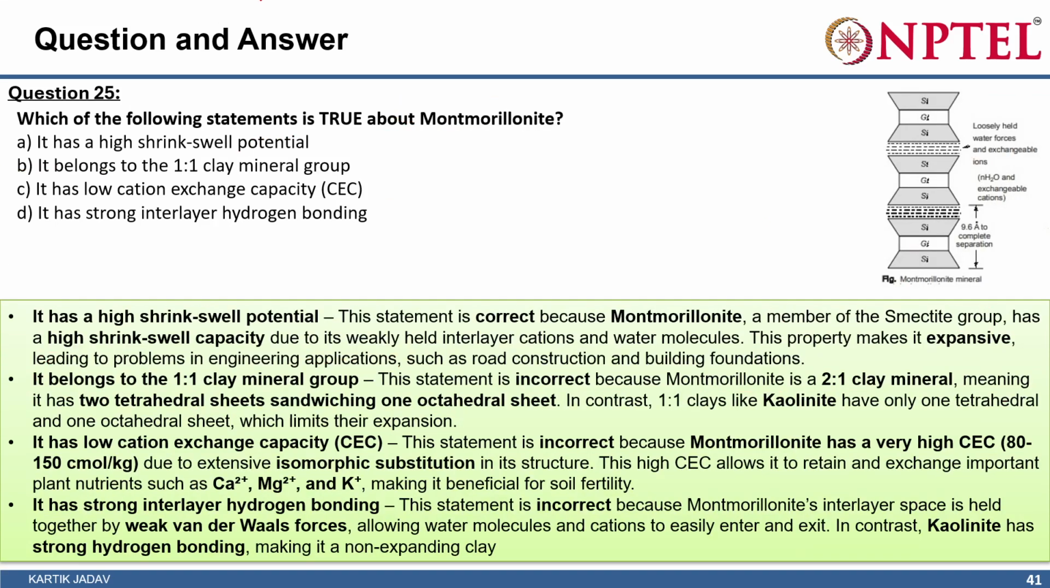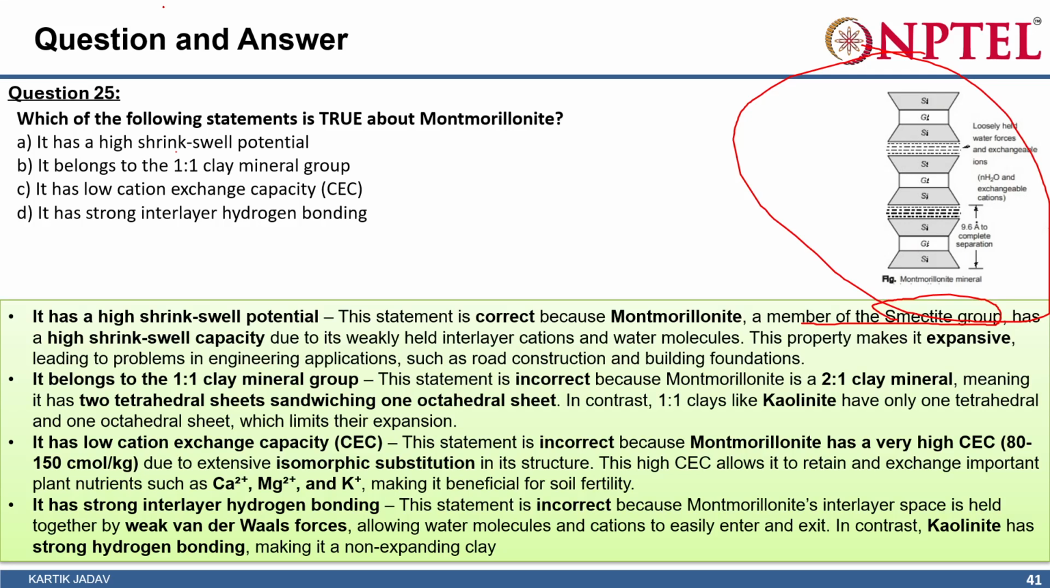So question number 25. Which of the following statements is true about Montmorillonite? So Montmorillonite, we know it has a high shrink-swell potential because Montmorillonite is a member of the smectite group. As you can see here, the Montmorillonite mineral figure, it has a high shrink-swell capacity due to weakly held interlayer cations and water molecules, and also weak van der Waals force between two layers. This property makes it expansive and leads to problems in engineering applications such as road construction and building foundations.